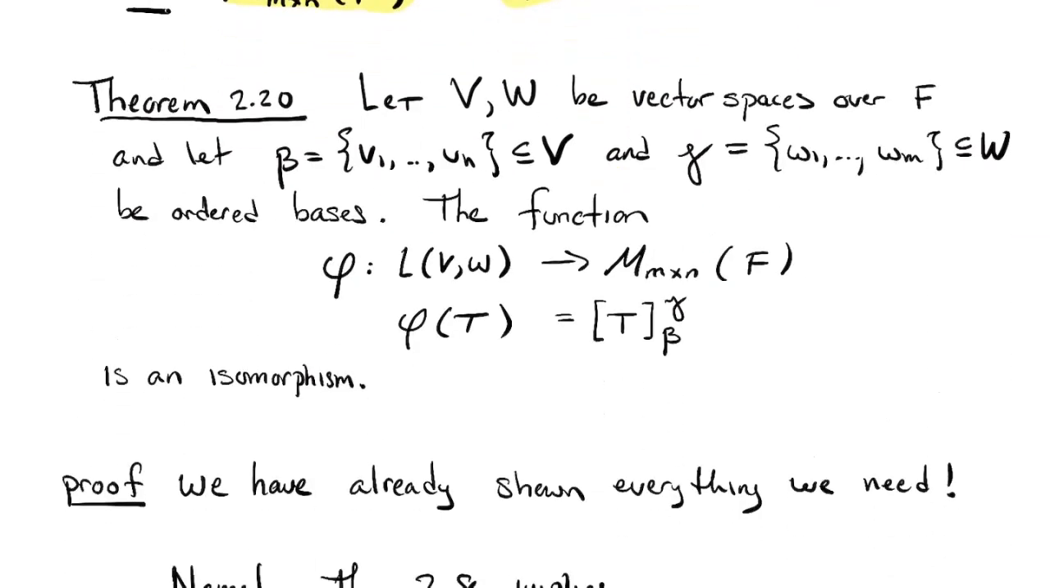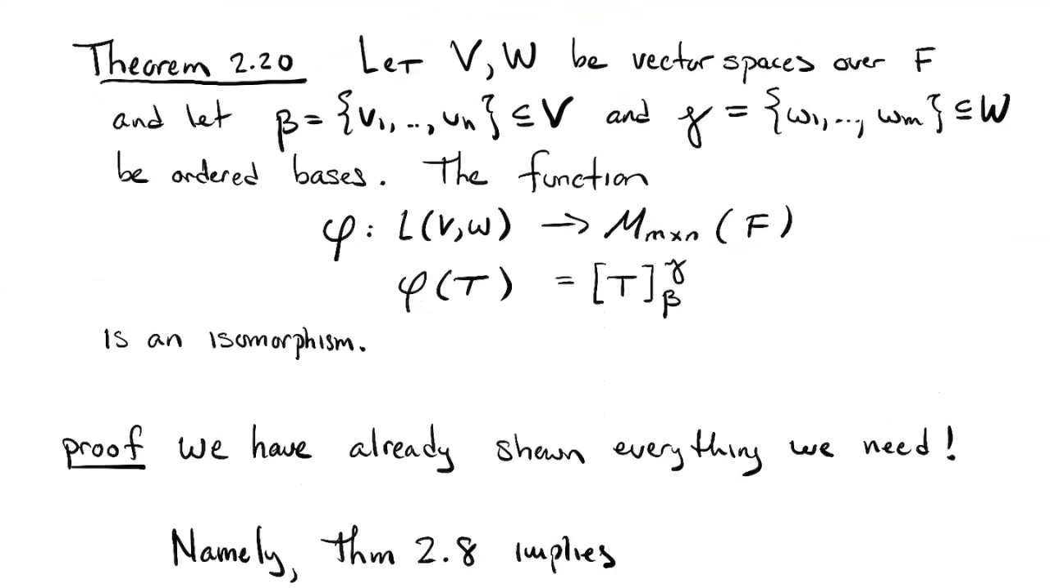Okay, Theorem 2.20 is the next one that I wanted to talk about. The good news is we've already proved it. What does Theorem 2.20 say? If you give me two finite dimensional vector spaces, with the usual notation, with ordered bases beta and gamma, then the function phi, that's the Greek letter phi, that takes a linear map from V to W and associates its matrix in those ordered bases, I claim that's a vector space isomorphism.